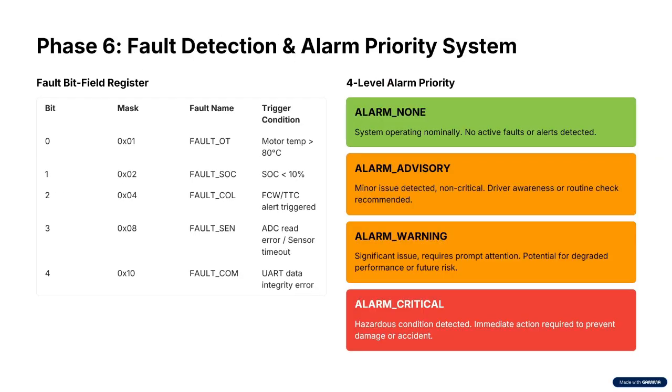So next, we have fault detection. To improve reliability, we implemented a fault detection system. The STM32 continuously checks motor temperature, battery level, sensor failures, communication errors, and collision condition. If any fault occurs, a corresponding bit is set in a fault register. We also implemented four alarm levels, which are alarm none, then alarm advisory, then alarm warning, then alarm critical.